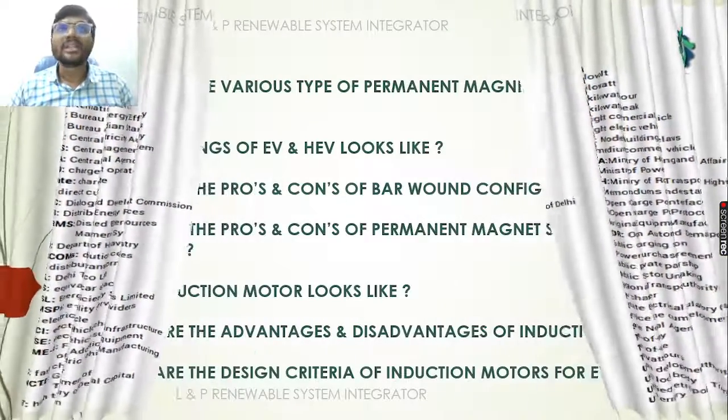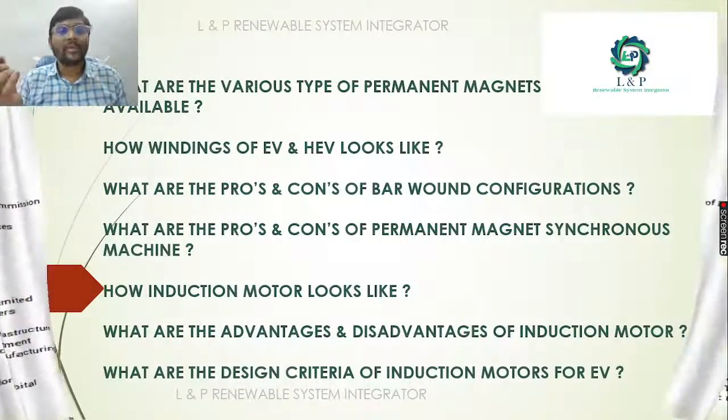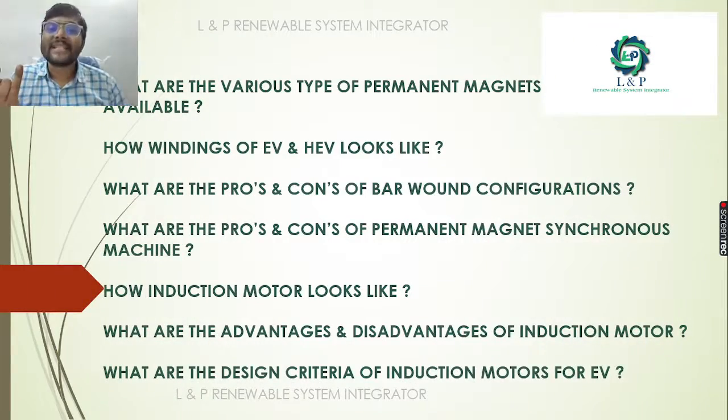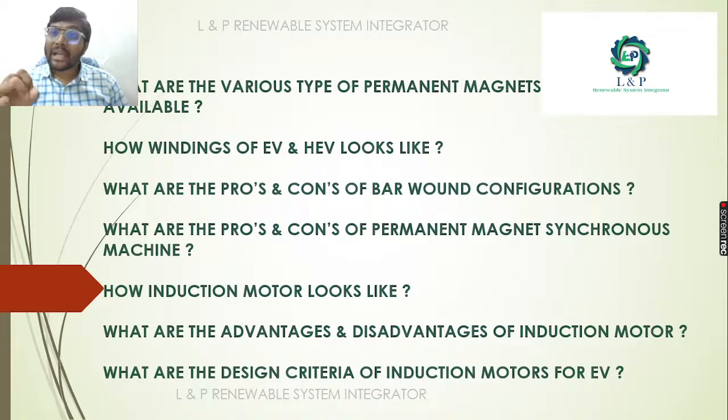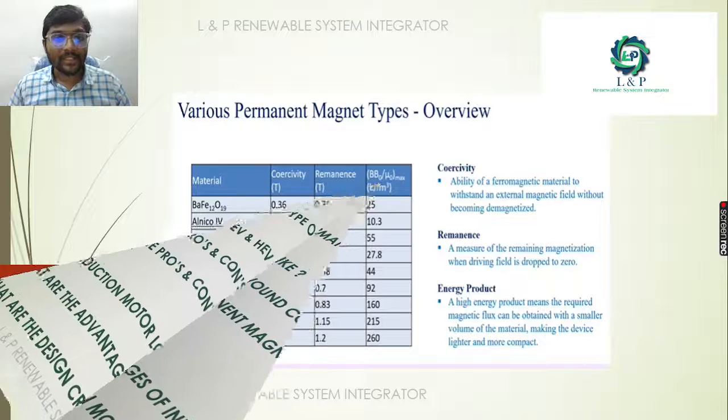What are the things that we're going to discuss today in this video? Today we're going to discuss the various types of permanent magnets available in the market, how electric vehicle and hybrid electric vehicle windings look, what are the pros and cons of a bar wound configuration, what are the pros and cons of the permanent magnet synchronous motor, how an induction motor looks, what are the advantages and disadvantages of the induction motor, and what are the design criteria of an induction motor for an electric vehicle.